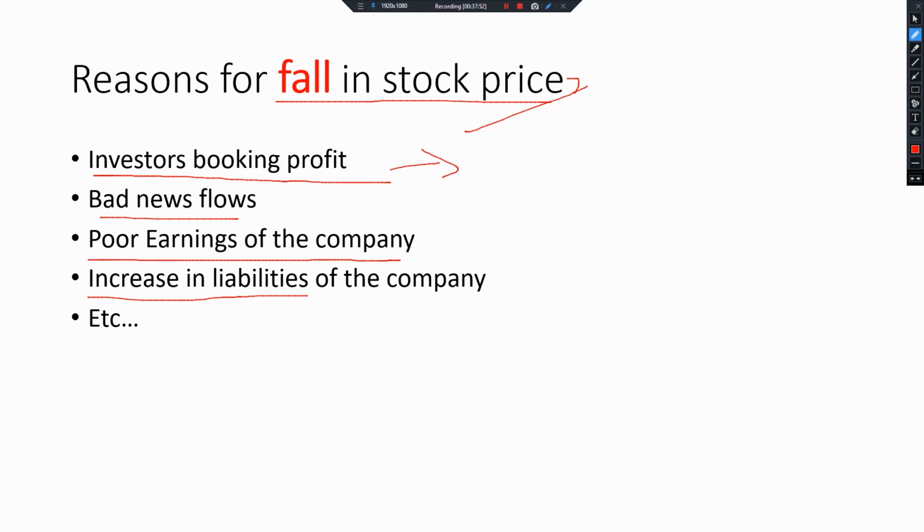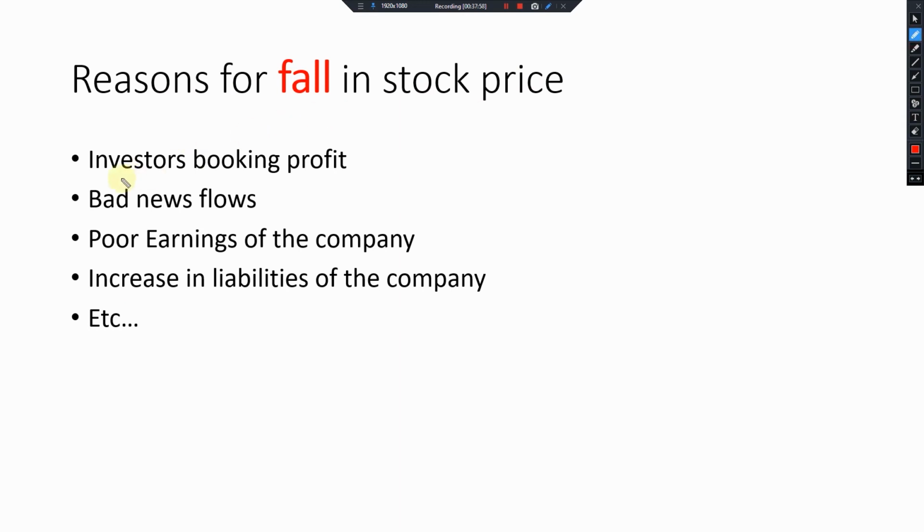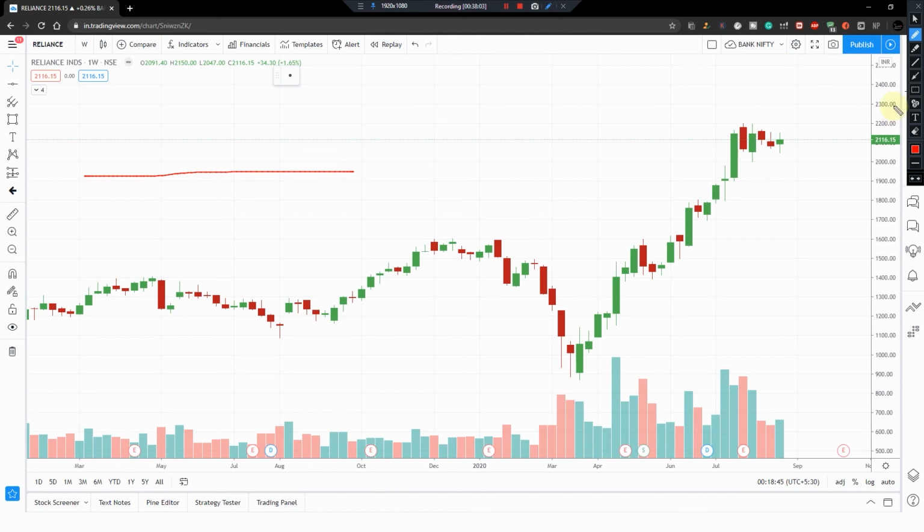Now we'll see what are the reasons for a fall in price. So maybe investors are booking their profit. In this example, we see that the buyers who bought the stock at 900, when the price reaches 1600, which is nearly double the price, start booking their profits, right? They start selling their shares because they want to get the profit. So here, almost double. If they invested 1 lakh, they'll be getting almost 2 lakhs here. So they'll start selling their shares.